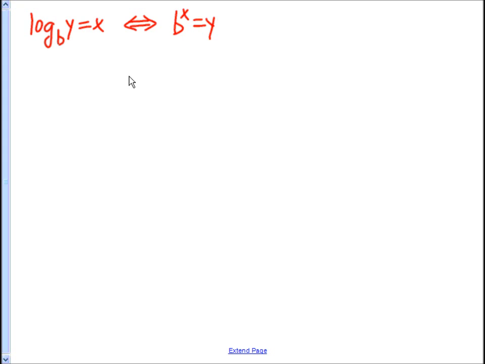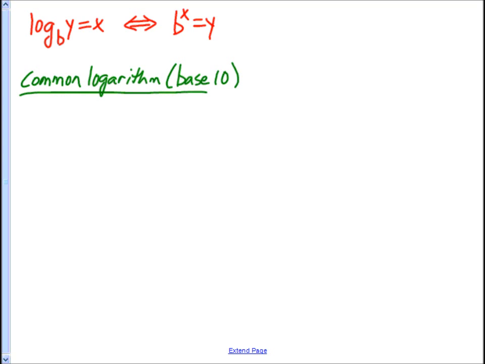So we have this definition again: log base b of y equals x if and only if b to the x equals y. You have a couple of logarithms that are kind of special. You have what's called the common logarithm, and that's if your base is 10. Log base 10, that's the common log right there.